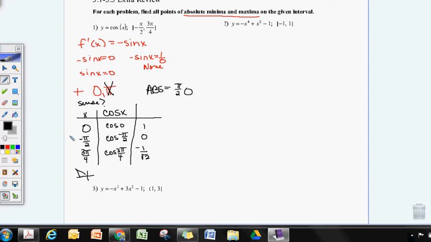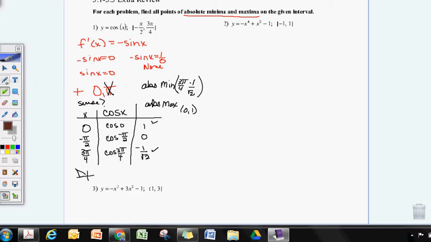I'm sorry, that is not my minimum. Erase. For my absolute minimum, the smallest point, would be 3 pi over 4, comma, negative 1 over root 2. And then my absolute maximum, my largest point, would be at the point 0, comma 1. Okay, so that's absolute mins and maxes.